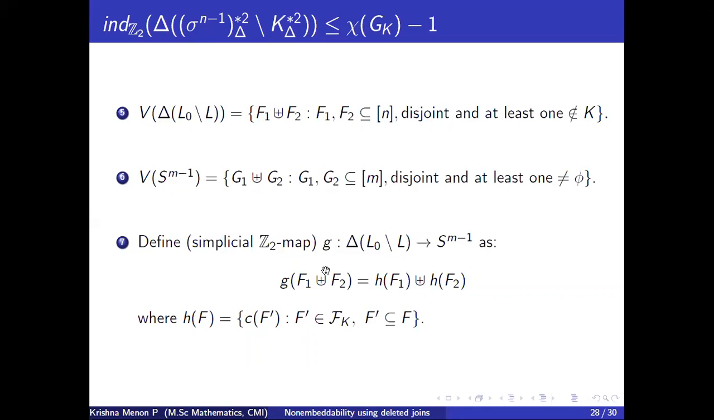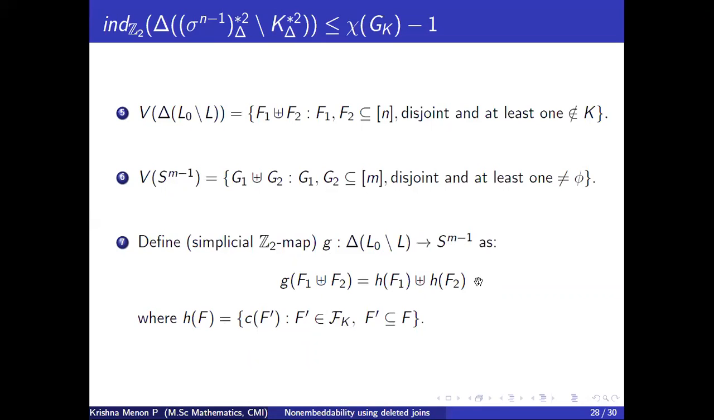Okay, so now we want a simplicial Z2 map from the deleted join Δ(L0 minus L) to S^(m-1), and we define it like this. It remains to say what H is. H of F is all the colors of any minimal face sitting inside F.